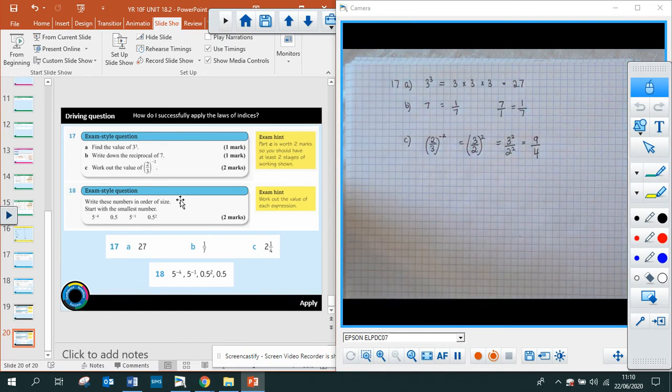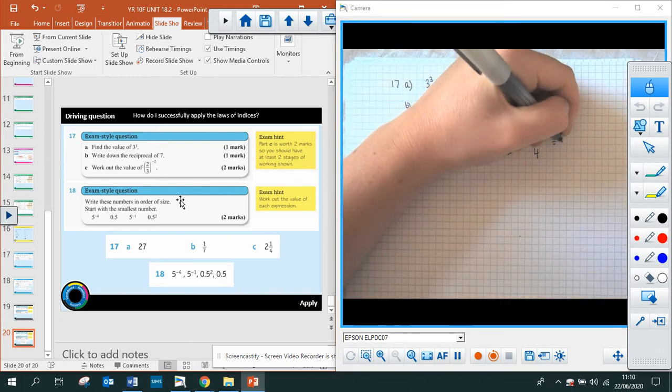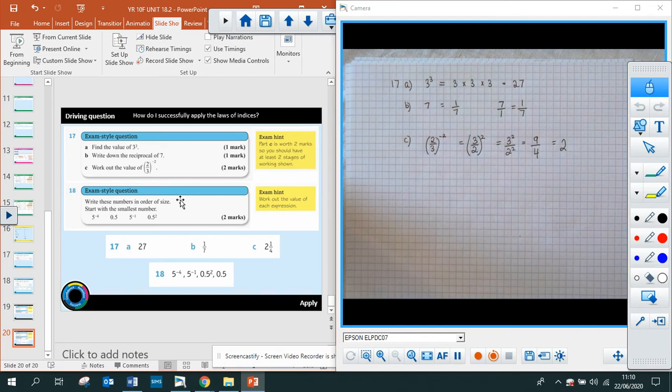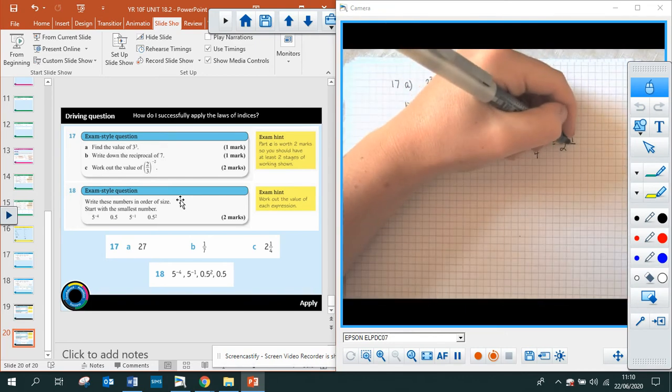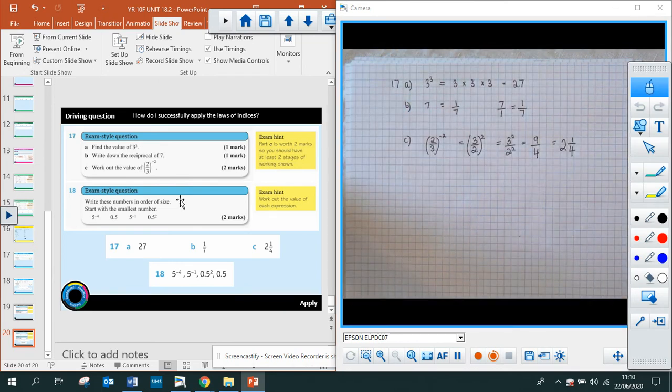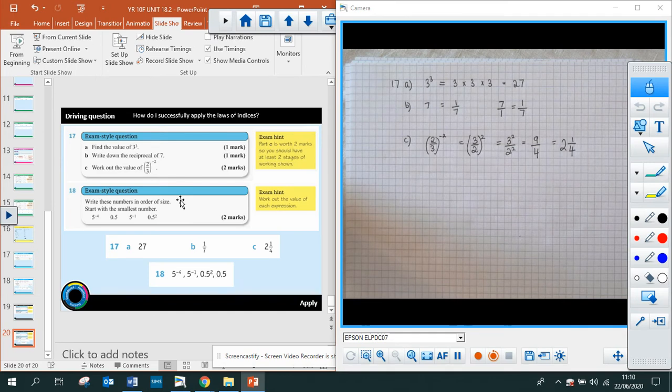Okay, and then in their answer, they've changed it from an improper fraction to a mixed number. So how many 4s go into 9? Well, that's 2. So 2 becomes our integer. With how many remaining? That's 1. So 1 is our numerator. And then the 4 remains the same. Okay, so it's 2 1/4 when you converted it from improper to mixed. Okay, so well done if you got those.